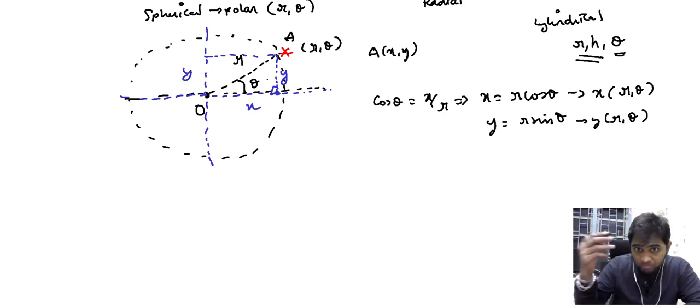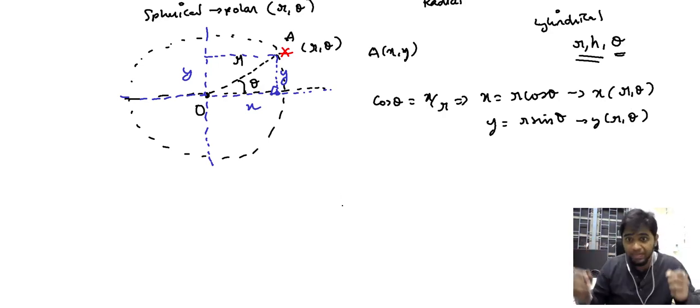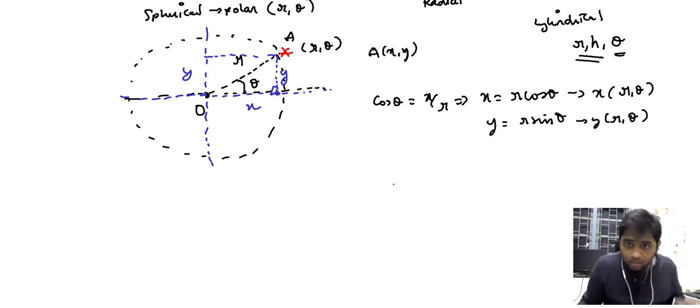Now it is also possible for us to go the other way around, to begin with the Cartesian coordinates, and then to express the coordinates of the polar system using the Cartesian coordinates. So what I mean by that is expressing r as a function of x and y.